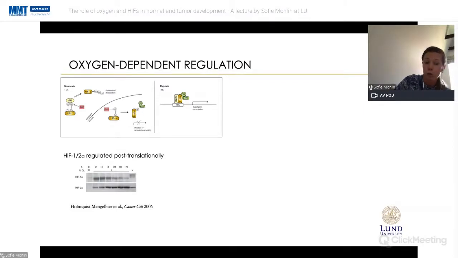So we know for sure that HIF1 alpha and 2 alpha are regulated post-translationally. This is from a very old paper, but it quite nicely demonstrates that HIF1 alpha is expressed very early on. It responds to the acute phase of hypoxia, after which it slowly starts to decrease in expression, whereas HIF2 is rather increasing with time, and we usually say that it's responsible for the prolonged response to hypoxia. This is, of course, also very simplified, but still.